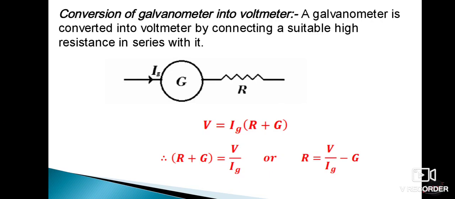These two concepts are very important, that is conversion of a galvanometer into a voltmeter as well as an ammeter. And here it completes the chapter moving charges and magnetism. Just go through the video.